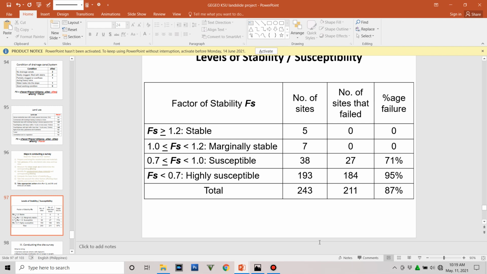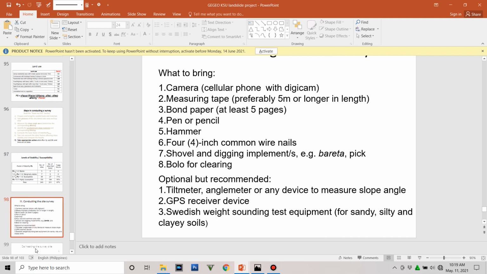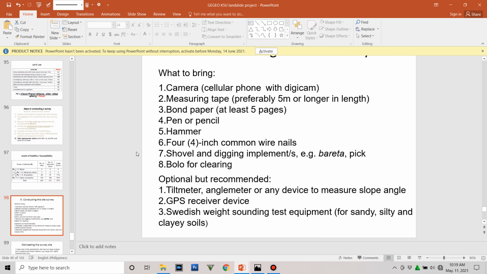So percentage of failure, that is 87%. So kapag nag-survey kayo, you must have to bring, of course, camera, measuring tape.